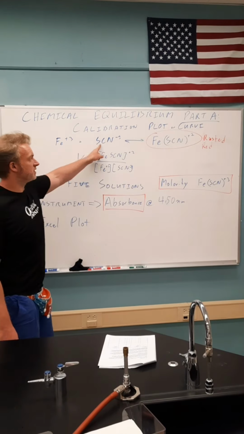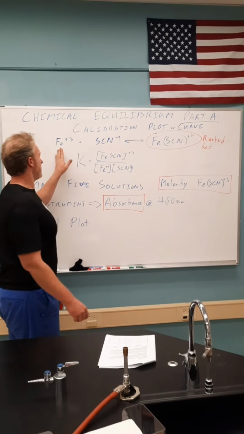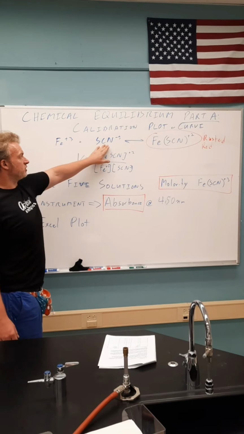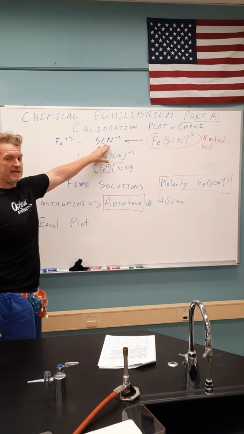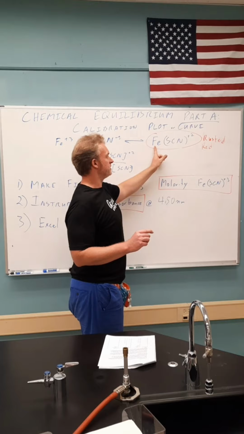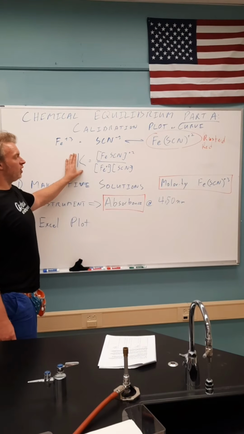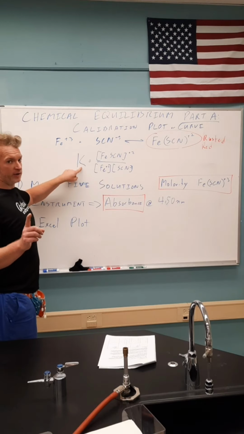This is our balanced chemical reaction that we are investigating with this two-part lab. We have iron interacting with a thiocyanate anion, producing a rusted red molecule that is iron thiocyanate. And just as a reminder, overall we are trying to solve for the K value.